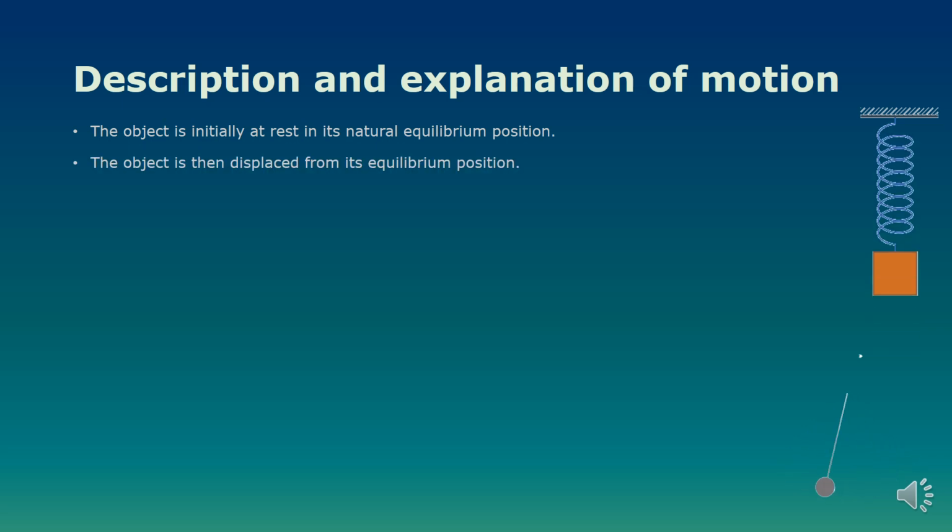So to get simple harmonic motion in effect, we have to displace the mass, and in both cases it is the mass, from its equilibrium position. And to do that, you need an external force. Okay, it's not just going to happen by itself. We're going to have to put a force in place.